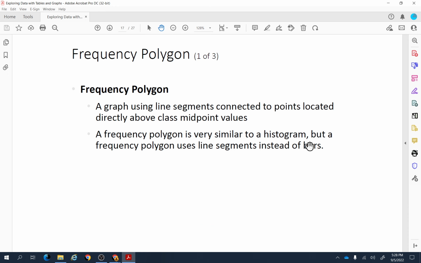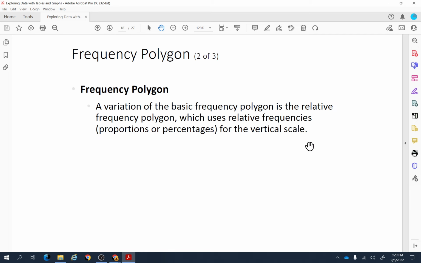Frequency polygon. In a frequency polygon we use line segments instead of bars. And how do we draw the line segment? A frequency polygon is very similar to the histogram we discussed in the previous section, but instead of drawing bars, we use line segments here.